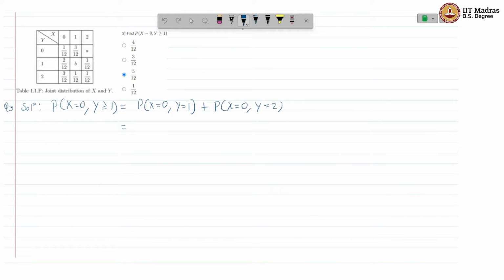So from the table, we'll simply put the values. The values are 2 by 12 and 3 by 12. So this is equal to 2 by 12 plus 3 by 12, the answer is 5 by 12.